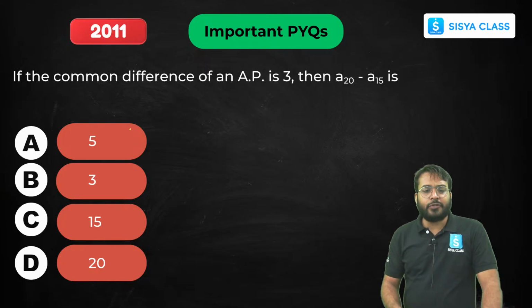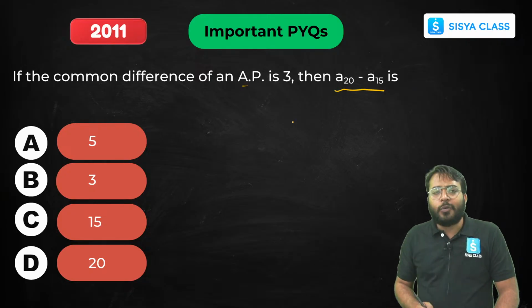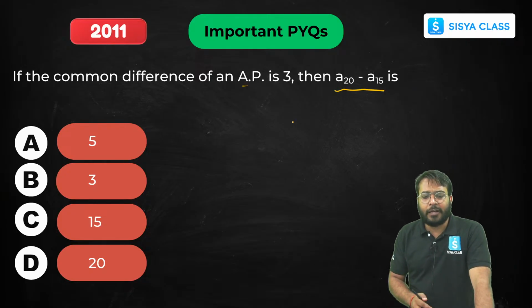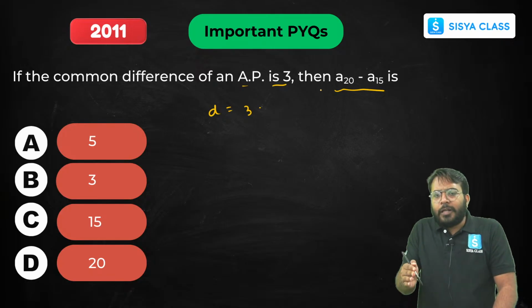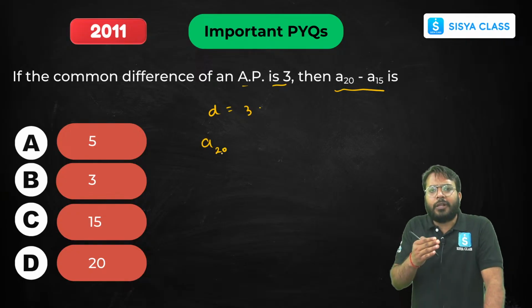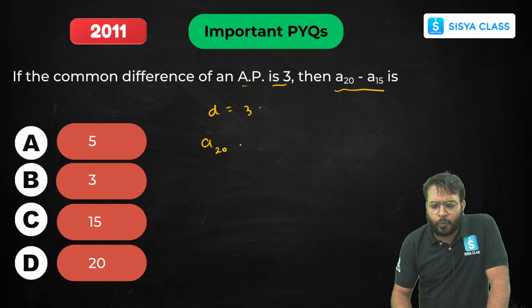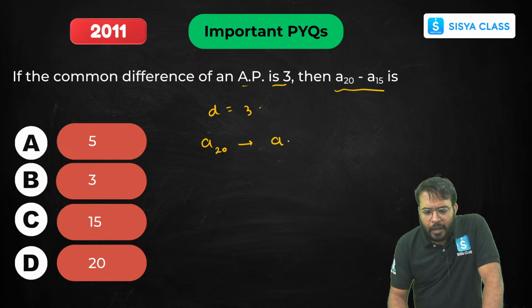Okay, one more question. If the common difference of an AP is 3 and you need to find out A20 minus A15, all right? So they have given that your common difference is 3. Okay, A20, that means they are talking about the 20th term. अच्छा, 20th term आप कैसे लिखोगे बेटा? 20th term means I will have my first term plus 19 into D.